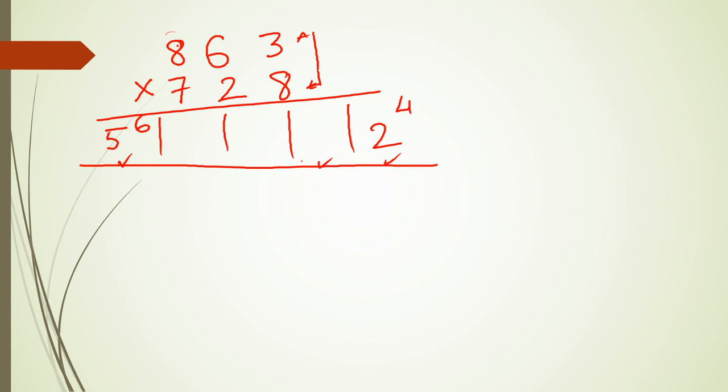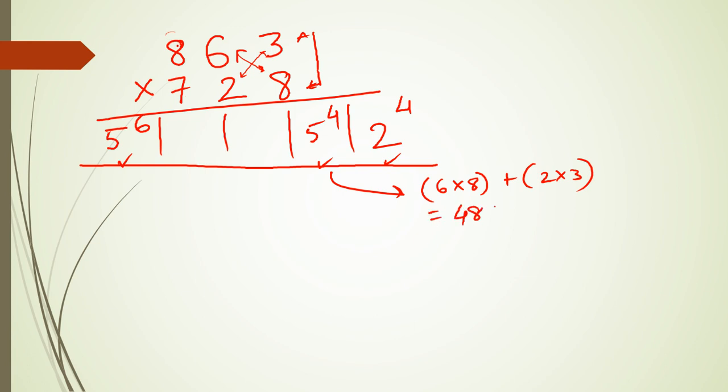Let's fill this compartment now. So this we will do. 8 times 6 is 48 and 3 times 2 is 6. So 48 plus 6 is 54, right? Still, just let me break it down. 6 times 8 plus 2 times 3 is 48 plus 6 equals 54, right?